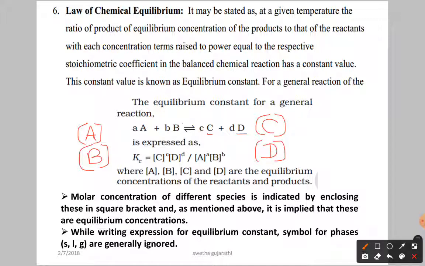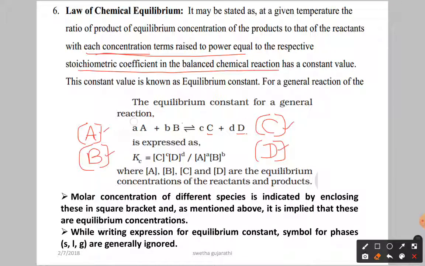Each concentration term is raised to a power. This is the concentration of A, this is the concentration of B, and for the products we have the concentration terms of C and D. Each concentration term has to be raised to the power of the stoichiometric coefficient in the balanced chemical equation. This is the balanced chemical equation we have.